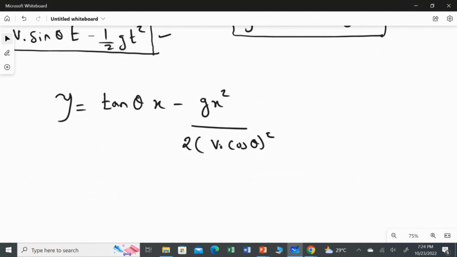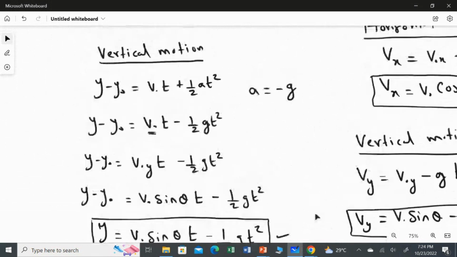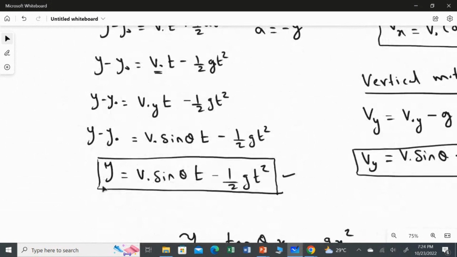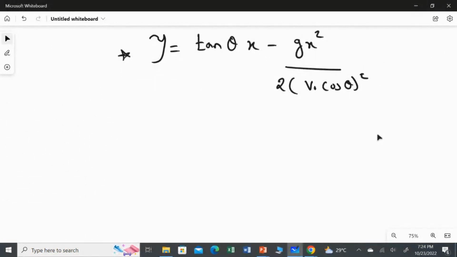This is very easy. For framing this equation, we are going to deal with only two equations. What are the two equations? For getting this equation, I am going to use the displacement of the projectile in x-axis and the displacement of the projectile in y-axis. I'm going to use these two equations for framing this parabolic trajectory. So let's rewrite the two main equations. What are the main equations?